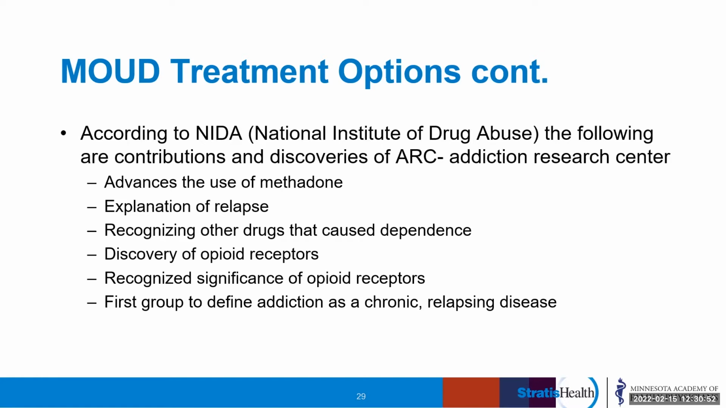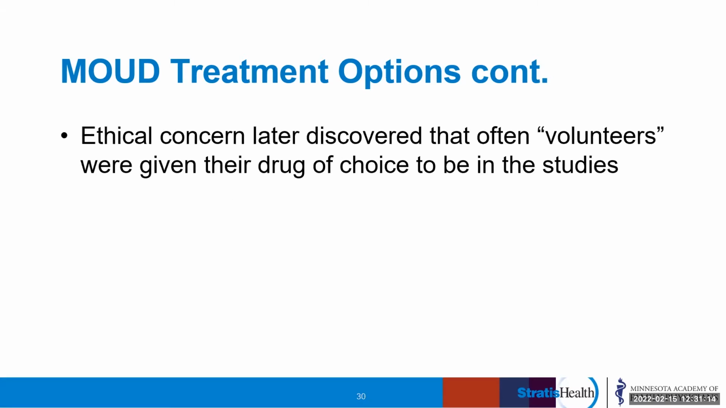And they discovered the opioid receptors, and they recognized the significance of these receptors, which up until that time people had not. But I think probably foremost, the thing that they did for the addiction world was that they were the first group that defined addiction as a chronic relapsing disease. They were the first people that actually came out with that. Some of the things they did were ethically questionable, like giving their volunteers their choice of the drugs they wanted in these studies. The way they coerced people to be in the studies was potentially not the best, but they did at least come up with some things that down the road became useful.